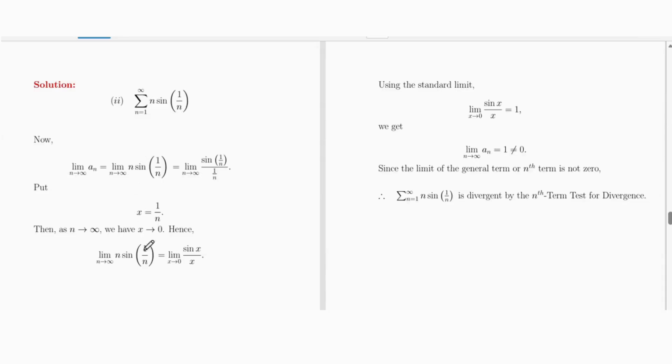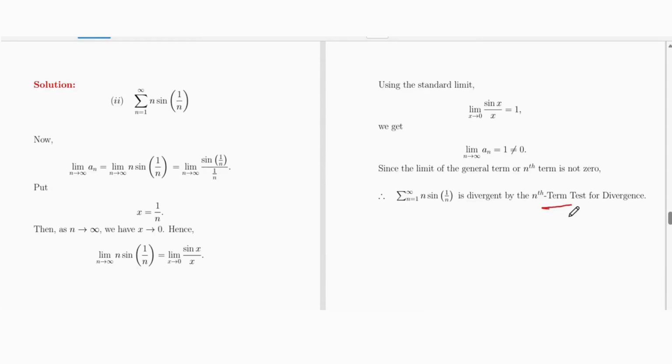Optional question number 2C, second question. The series is n sine 1 upon n. Now here we are interested to find the convergence of this series. For this, what do we use? We use the nth term test for divergence.